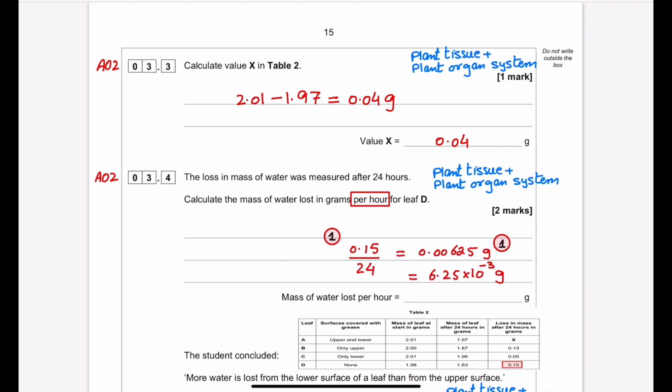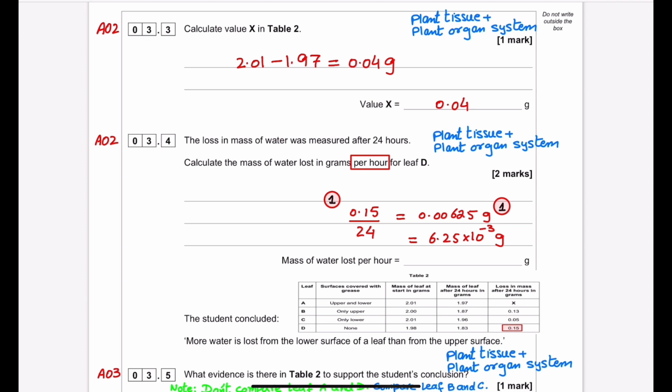The model answer is 0.15 as the loss of mass in 24 hours. We took that value and divided it by 24 hours. We will get the value 0.00625 grams in 1 hour, or 6.25 × 10 raised to the power minus 3 grams is the mass lost in 1 hour. The student will get 1 mark for doing this step and 1 mark for finding the answer.